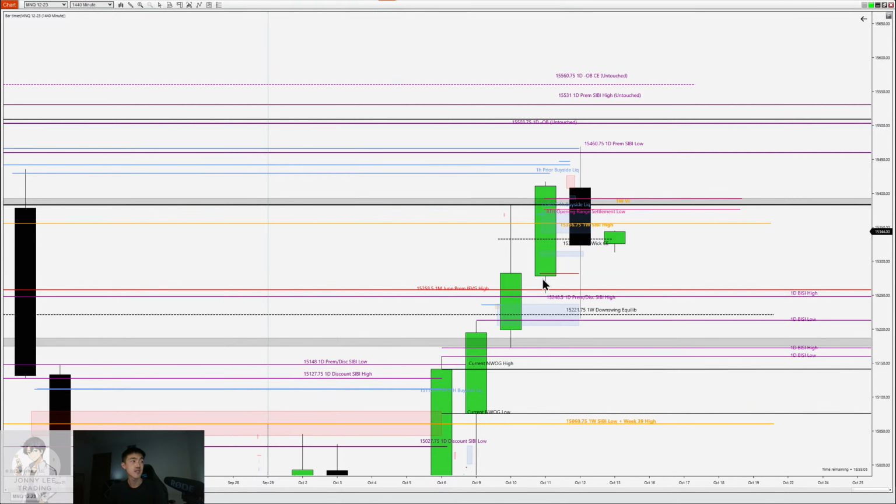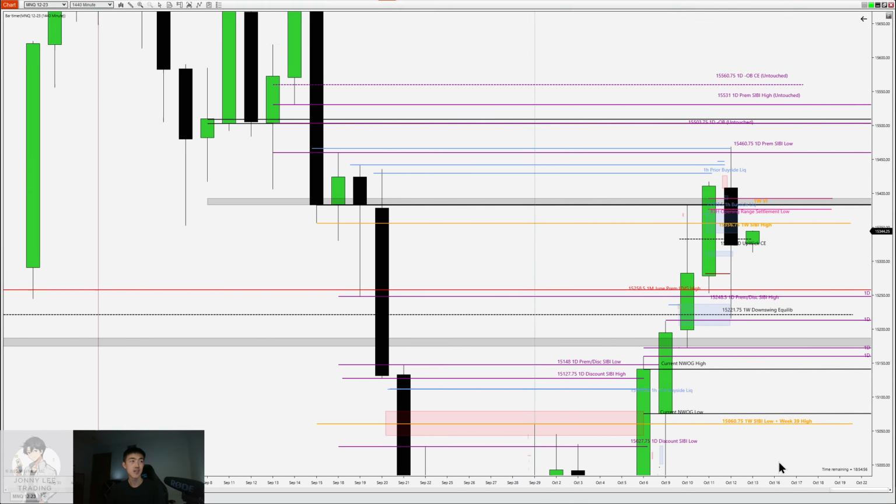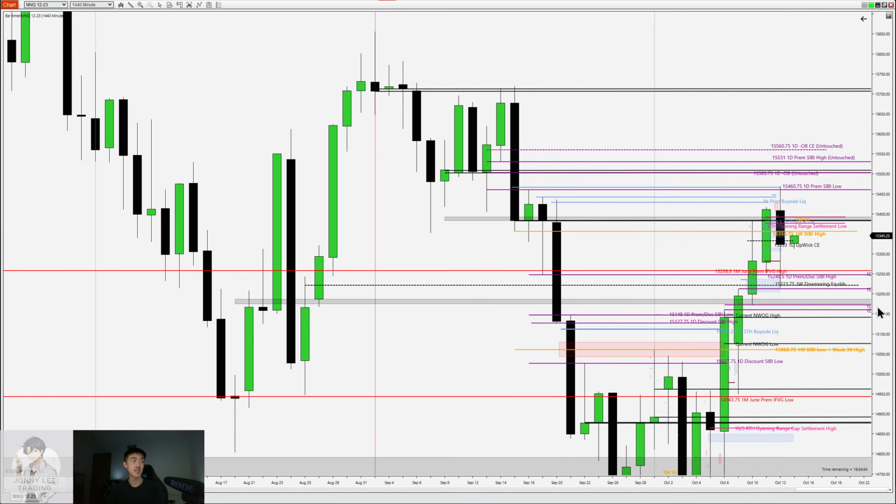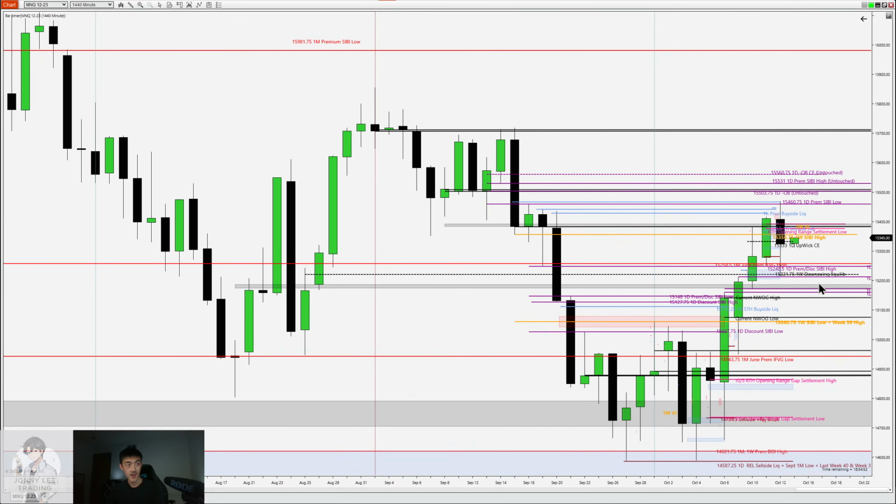Every single candle has an open, high, low, close. So we'll see what happens at the end of the day, at the end of the week, and then we'll see what happens if we get that nice curvature back downwards like I expect we will.